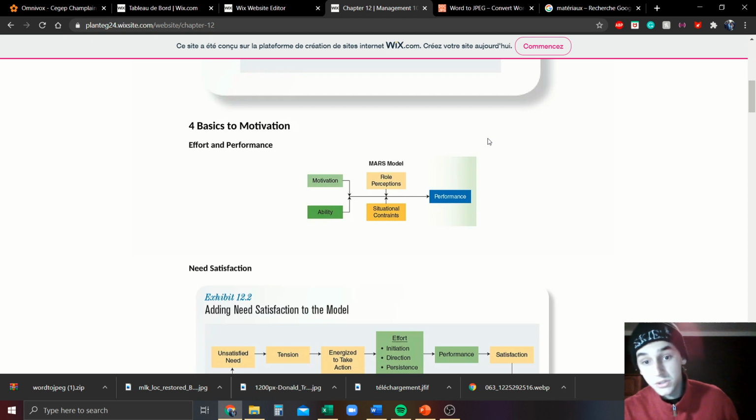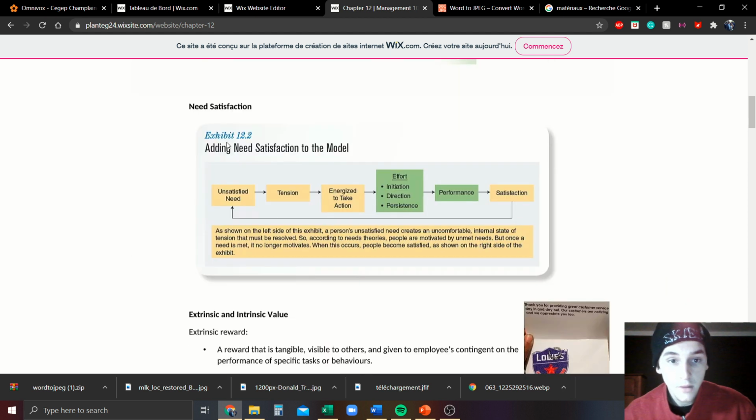And there are sometimes situational constraints, which are policies, rules, and code of ethics in a business. And when they follow and they agree with this rule, well, it leads to performance. Then, adding need satisfaction to the model, it is important to employee to have unsatisfied needs.